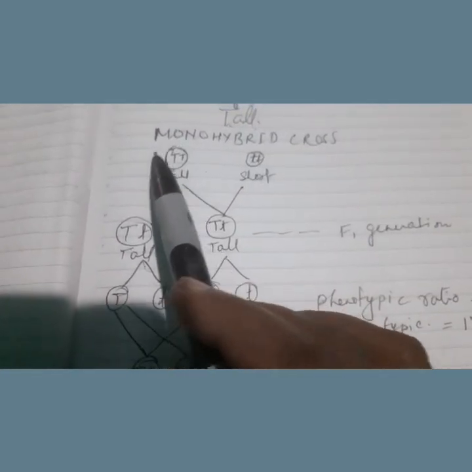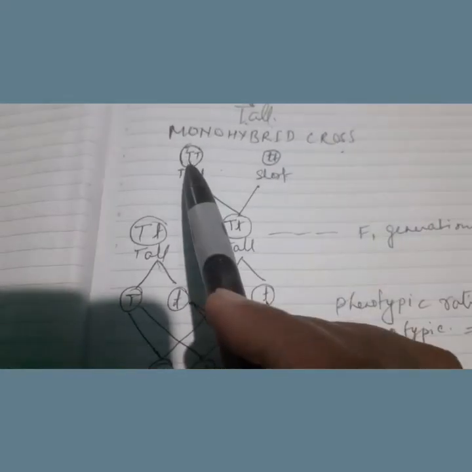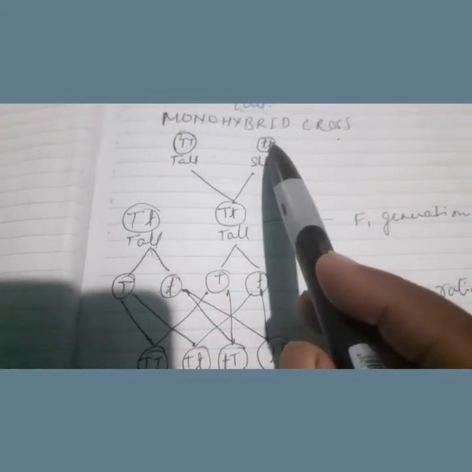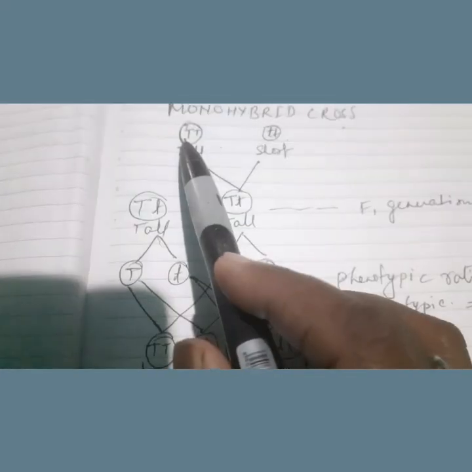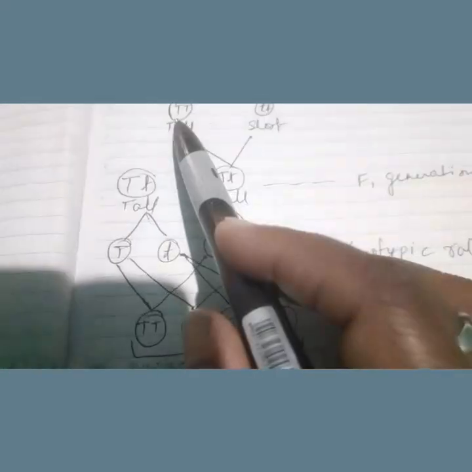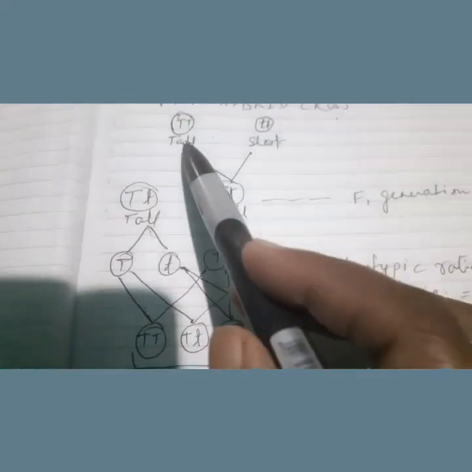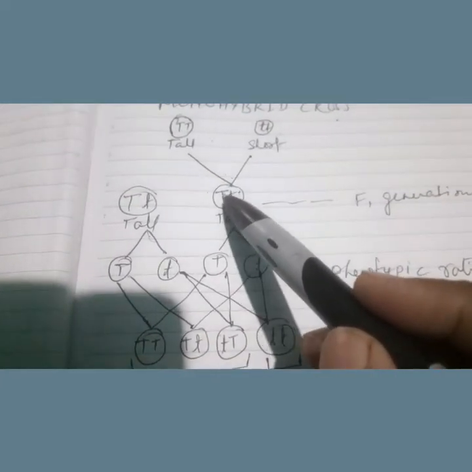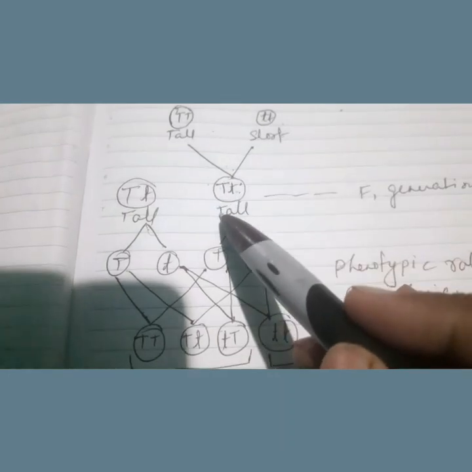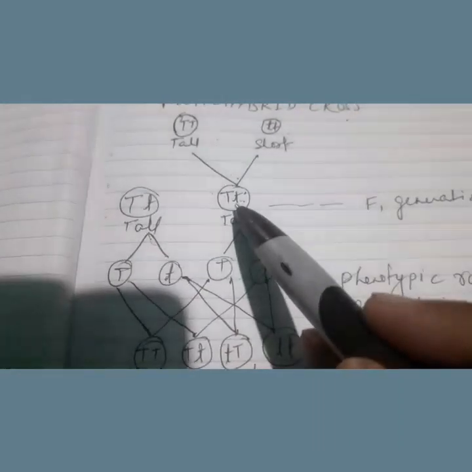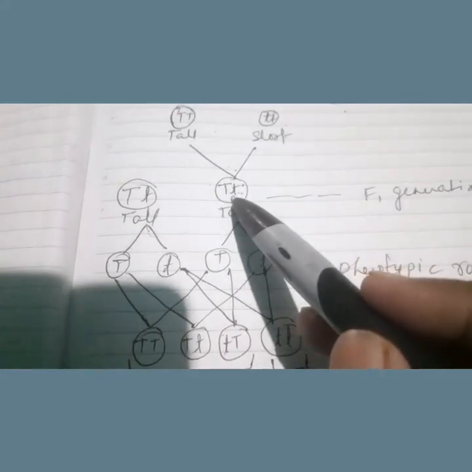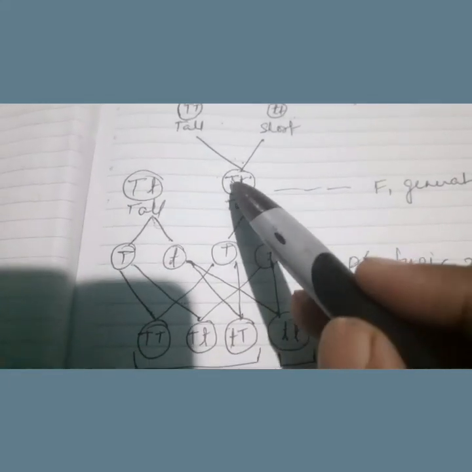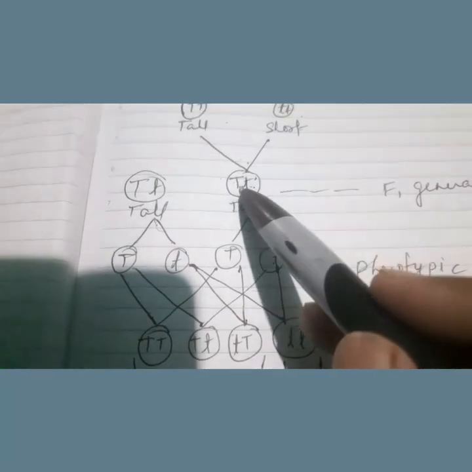So it is a monohybrid cross. Why? Because a single character is taken. Okay, so tall and short plants. When these two plants are crossed together, then the hybrid will be Tt. That is, all the plants will be tall in the F1 generation. Okay, and the phenotypic appearance is tall, but the genotype is different, that is capital T and small t.